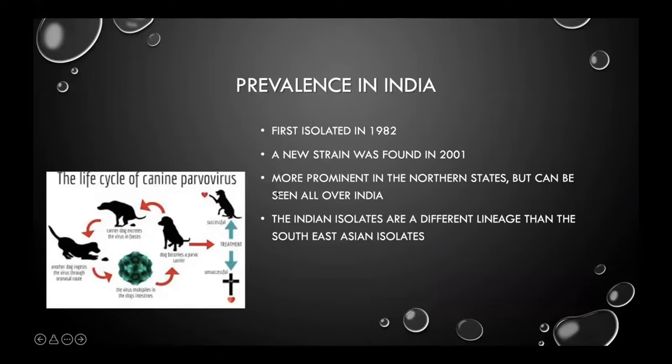In India, it was first isolated in 1982 is when we first saw it there. A new strain was found in 2001. It is more prominent in the northern states, but can be seen all over India. And the isolates are a different lineage than the Southeast Asian isolates. So it's interesting. If you think about viruses like COVID, there's different isolates of COVID. Parvo has different isolates as well. Generally, you treat them all the same.